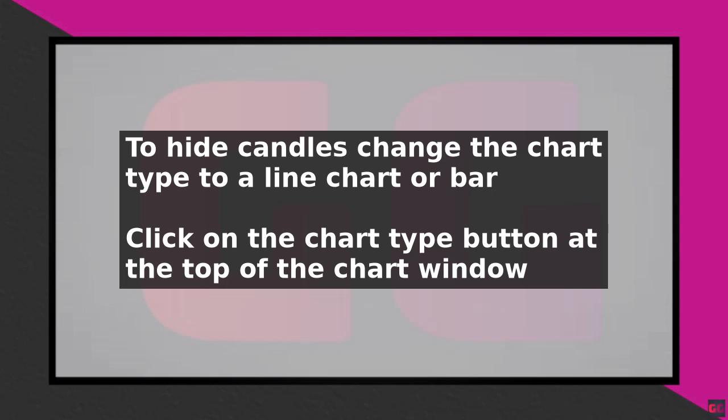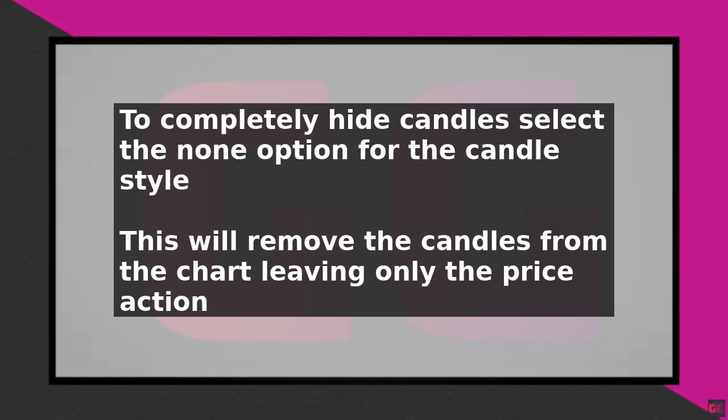To access the chart properties window, right-click on the chart window and select Properties. In the chart properties window, you can select the color and style of the candles, as well as the chart type. To completely hide the candles, you can select the None option for the candle style. This will remove the candles from the chart, leaving only the price action.